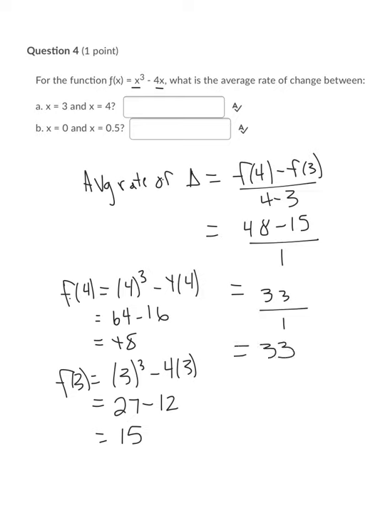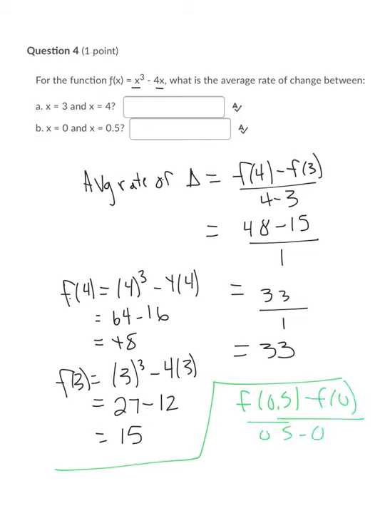I'm not going to solve for b, but you would do it the exact same way. So you would be saying f of 0.5 subtract f of 0 divided by 0.5 take away 0.